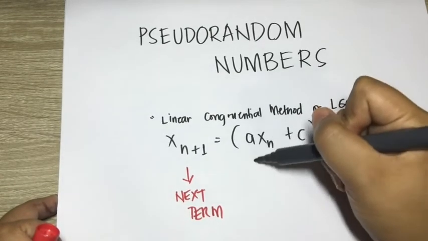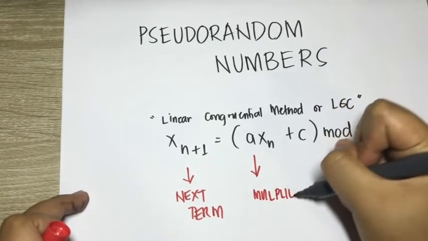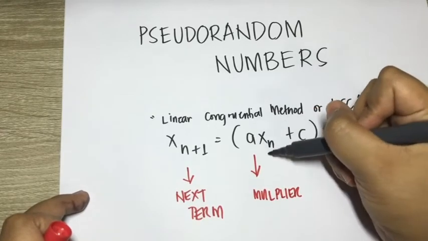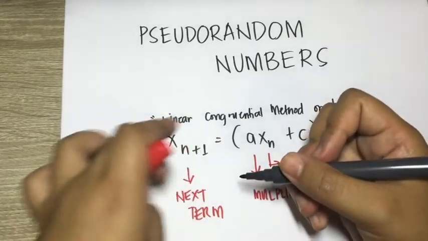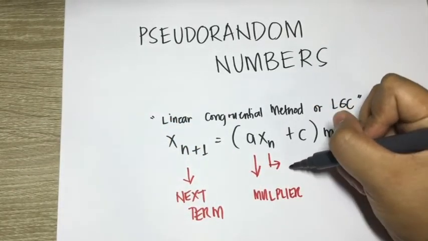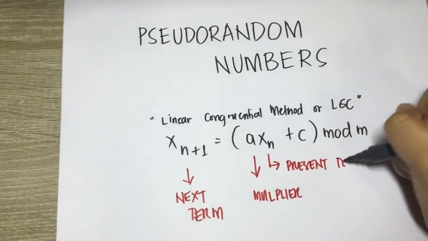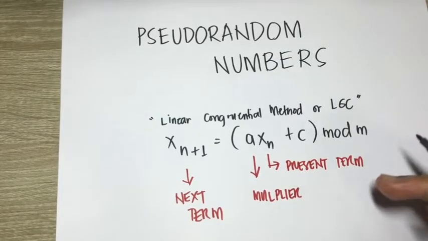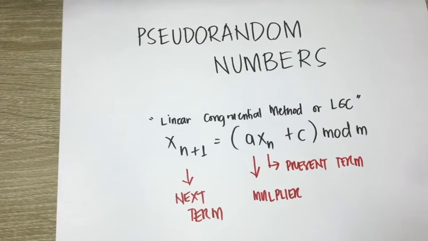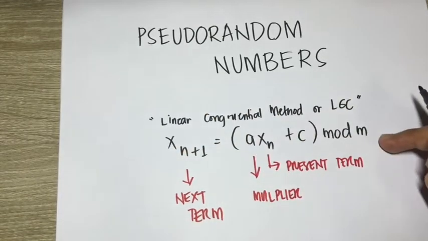Next, we have a. The a here represents our multiplier. So again, a represents our multiplier, which is to be multiplied by x of n. Now, if x sub n plus 1 is the next term, then x sub n is what we call the present term, or the term before it transforms to the next pseudorandom number. So what is the present term, or x sub n, for the first term in a pseudorandom number?